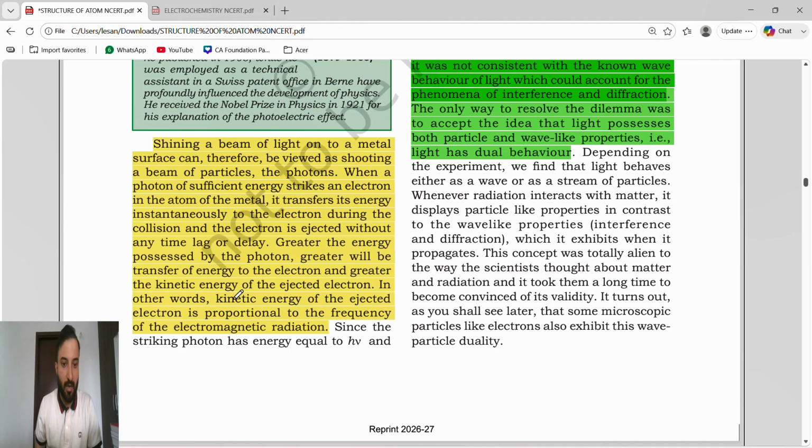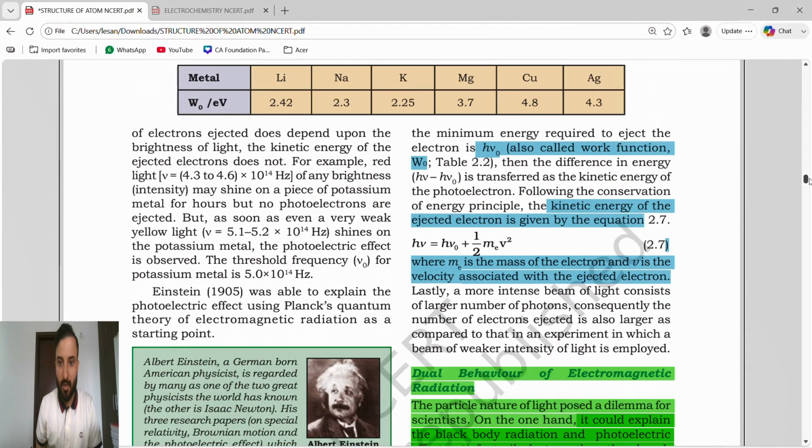In other words, the kinetic energy of the ejected electron is proportional to the frequency of electromagnetic radiation. With what frequency am I putting? Higher the frequency, higher the intensity. So what will happen? Higher the collision, the more electrons will start releasing out, at a higher rate, higher speed, higher velocity, because velocity depends upon speed. Done. Now I see H naught, I know threshold frequency. So threshold frequency is also called work function, W naught, both are the same.